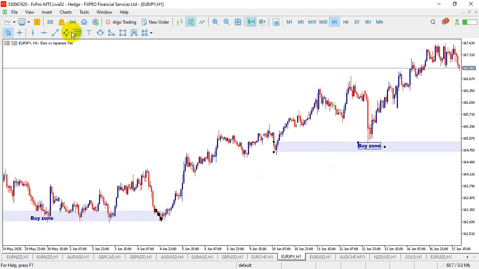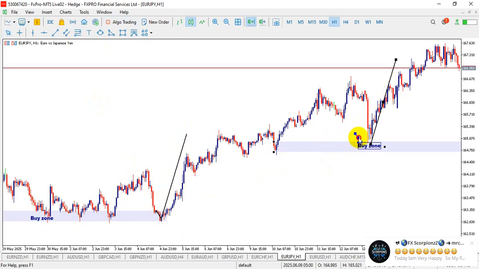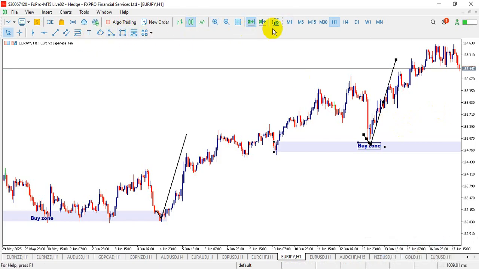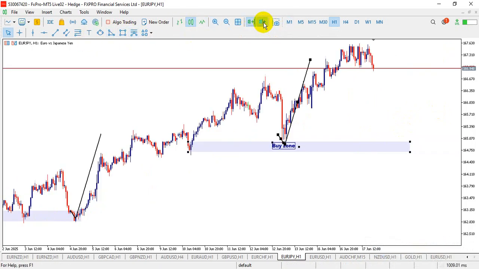Let me demonstrate. Okay, secondly, we got a kiss from that demand zone, price pushed up. So what are we expecting? For me, we should be expecting another buy, but that will only be if price has given us what? A retracement.